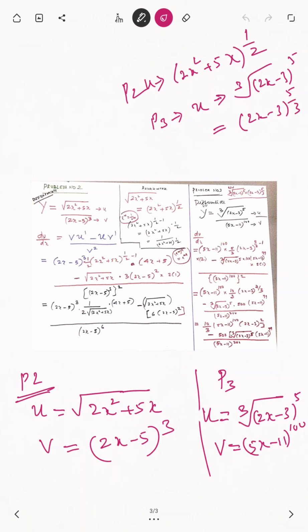You just copy and paste. Put the same thing, 2x minus 5 whole cube. That's all I am telling, just copy and paste. Okay. Into differential of u. That is why u dash. Where is u? Here only.